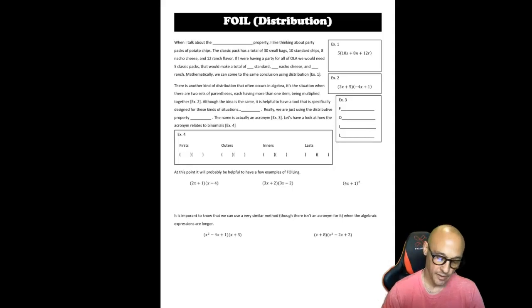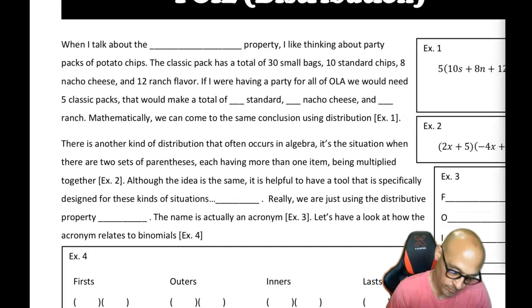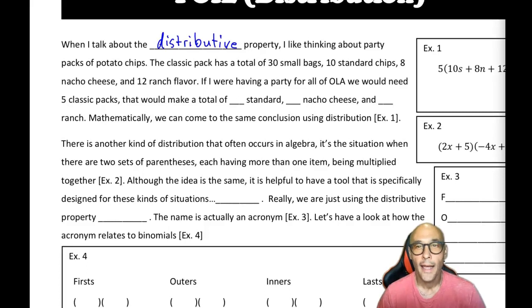When I talk about the distributive property, I like thinking about party packs of potato chips. I mean, why wouldn't you like thinking about party packs of potato chips? The classic pack has a total of 30 small bags: 10 standard chips, 8 nacho cheese, and 12 ranch flavor.